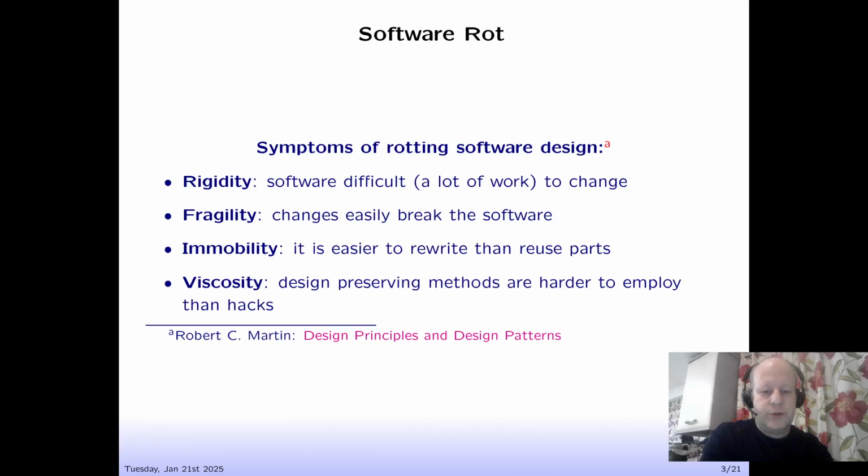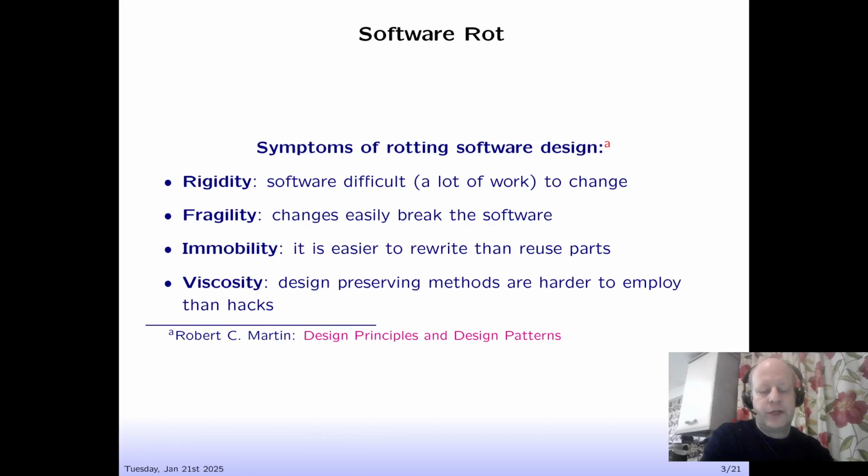This was introduced by Robert C. Martin in Design Principles and Design Patterns. And in his work he observed some symptoms of rotting software design. He observed that in many projects over time the software would become rigid, which means it would be difficult, or a lot of work, to change the software.